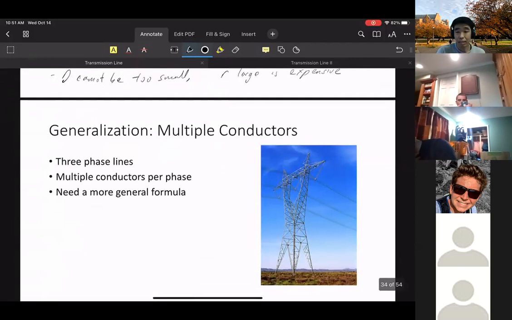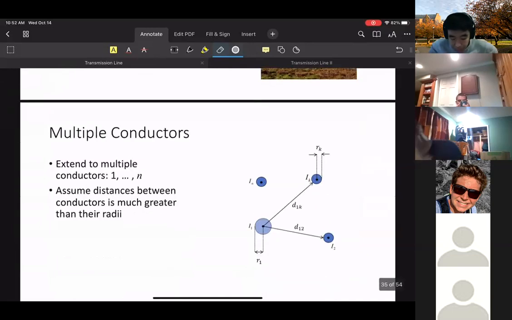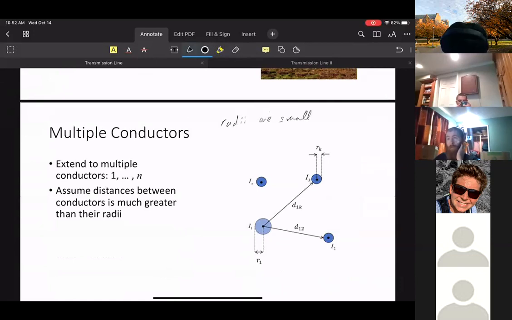Okay, so those are two conductors. We can have three conductors, and we'll try to extend this equation to multiple conductors. We'll have three phase lines, or multiple conductors per phase. So the idea is the following. Basically, the assumption we'll make is that the radii are small and the distances between them dominate. Okay, so D dominance.